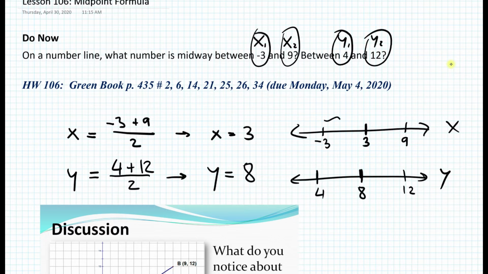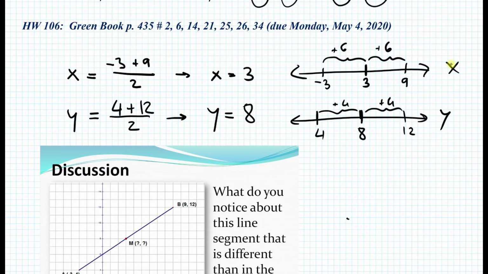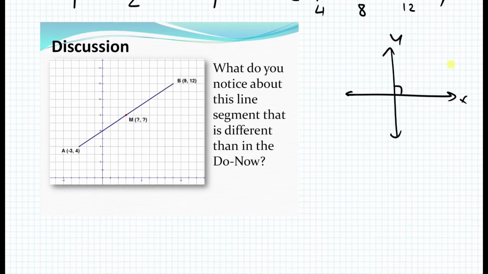Notice that the average means that the distance between each of the points and the average is actually the same, okay? From -3 to 3, we have 6 units. From 3 to 9, we have 6 units here. So it means we're adding 6. And similarly, to go from 4 to 8 and from 8 to 12, we add 4 respectively, okay? So what we're doing here is actually superimposing these two number lines. We're going to leave the x over here, and then we place the y like this and plot these points.